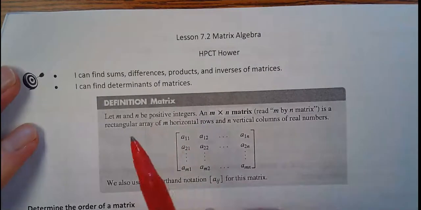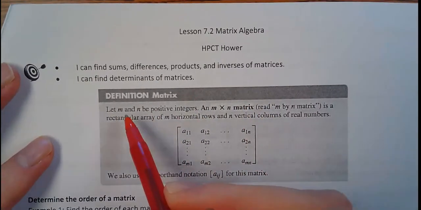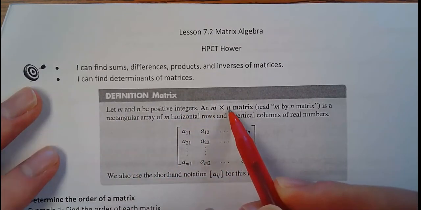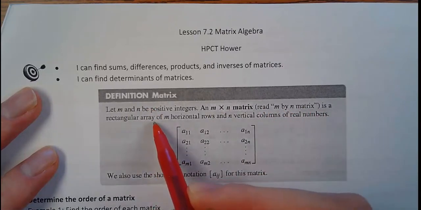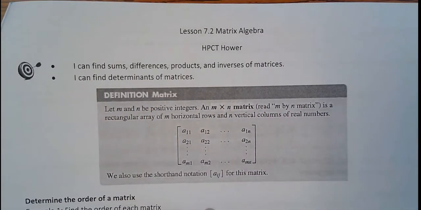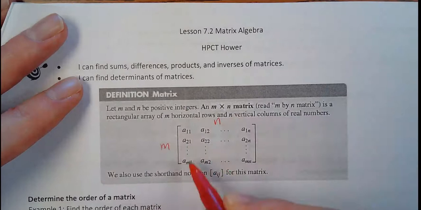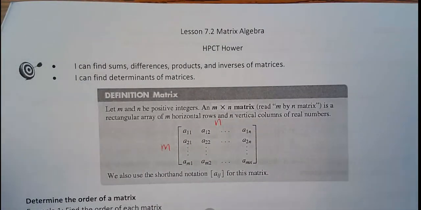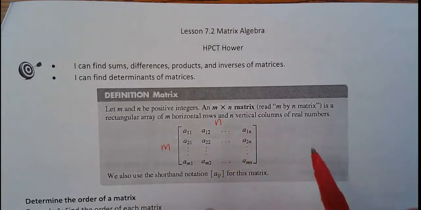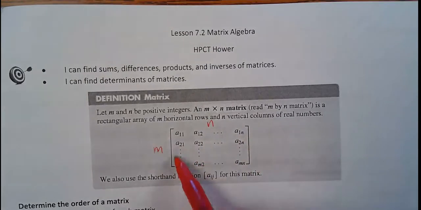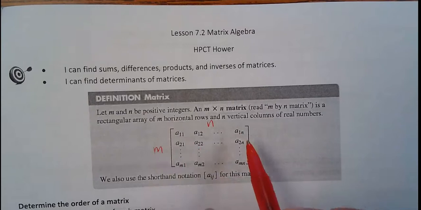So the definition of a matrix. Brand new to you. It says let m and n be positive integers. An m by n matrix is a rectangular array, which an array is just a way of organizing, of m horizontal rows and n columns. We always name matrices by how many rows they have, times how many columns they have, which is kind of weird. I always think of this way by this way, like 4 by 5 or a 3 by 2. It's actually how many rows by how many columns.